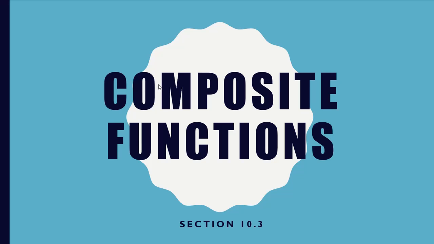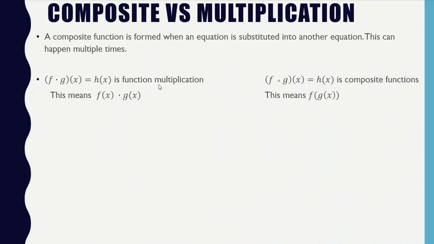Okay, we're going to start looking at composite functions. So that's section 10.3 of the textbook. Now there is a common mistake that people make. So we're going to look at composite versus multiplication of functions. And this more has to do with how it actually looks when we read it.